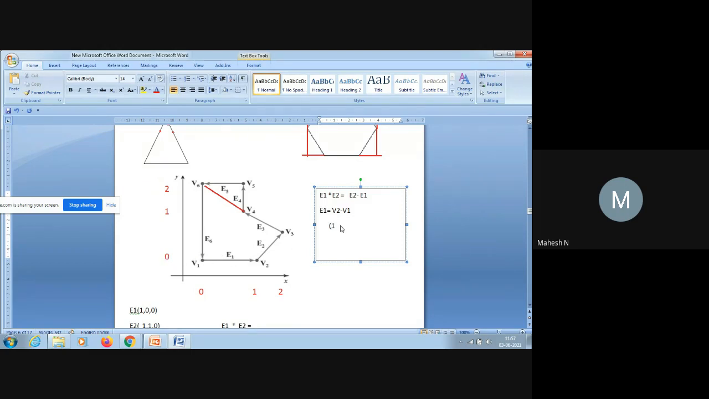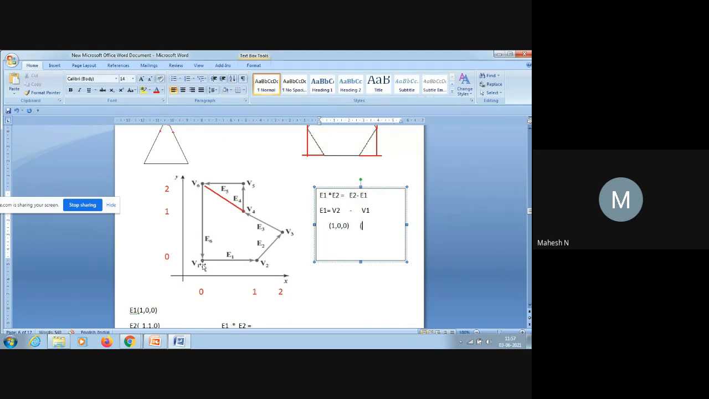So what is the value of my V2? It is 1 towards x and 0 towards y. And z also I will take as 0 because z is not there, it is 2D. So this is my V2, minus what is the value of my V1?